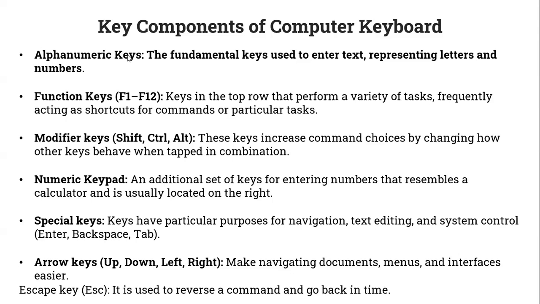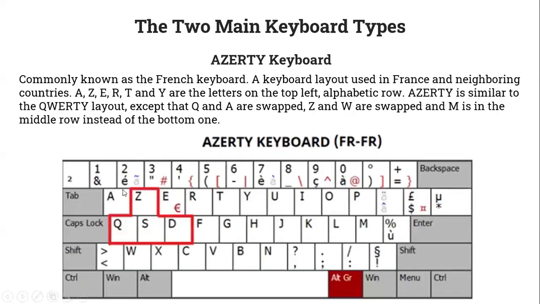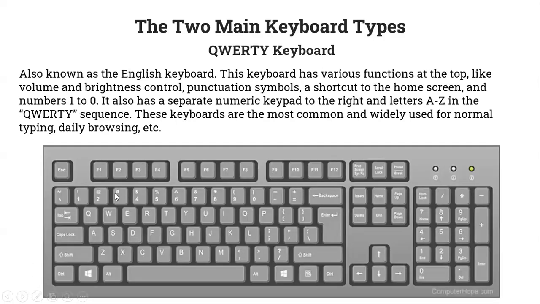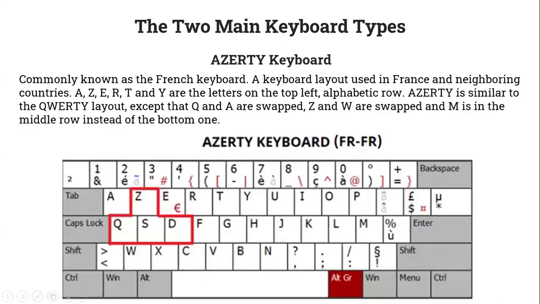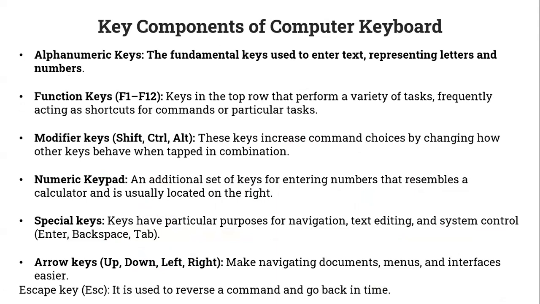So let's look at the commonly used or known components of the keyboard. We have the alphanumeric keys: the fundamental keys used to enter text representing letters and numbers. These are the keys we are talking about, the alphanumeric keys. That is the letters A, B, C, D, and the numbers 1, 2, 3, 4, 5 to 0. So these are the alphanumeric keys and the most commonly used keys.